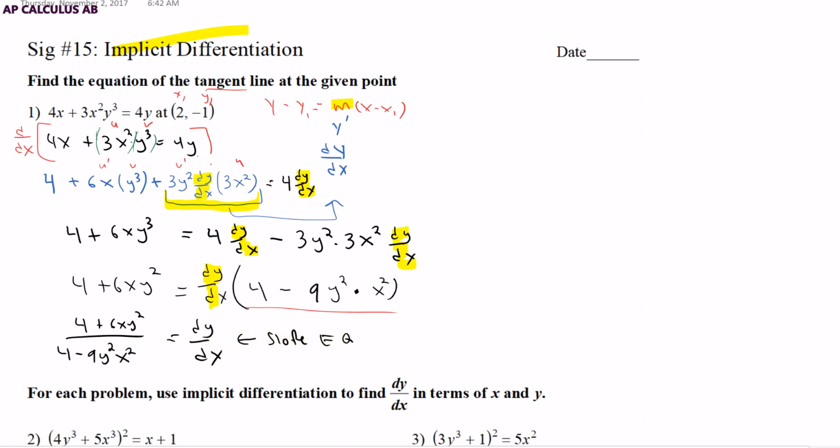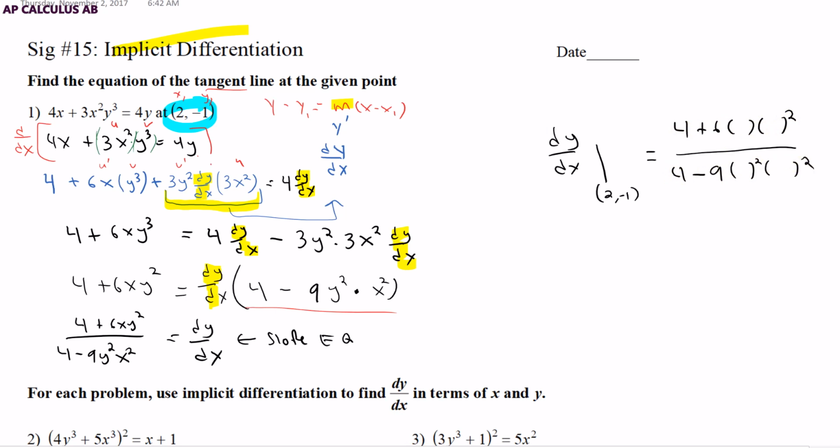I need to know the slope at this point up here, right? 2, -1. So basically it means I plug in 2 for x and -1 for y, right? So a little notational thing here is if I'm trying to find dy dx at that point, we would write 2, -1. That just means we're going to find the slope at that point, right? So I'm writing my dy dx over here, but I'm going to replace my variables with those numbers. Everywhere I saw an x, I'm going to replace it with a 2. Everywhere I saw a y, I replace it with -1.